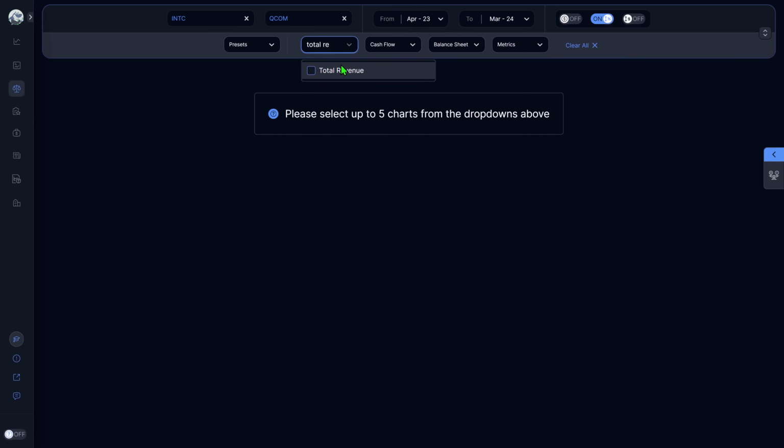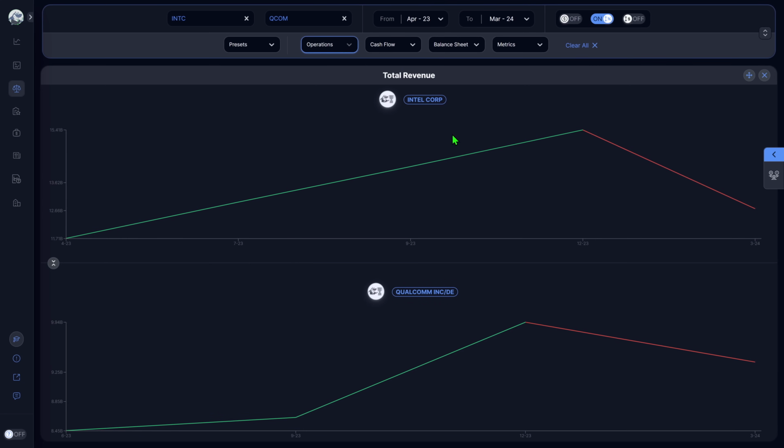Starting with revenue. Intel's revenue is down 17% to $12.7 billion. Qualcomm's revenue is down 5% to $9.39 billion. Qualcomm did less worse.